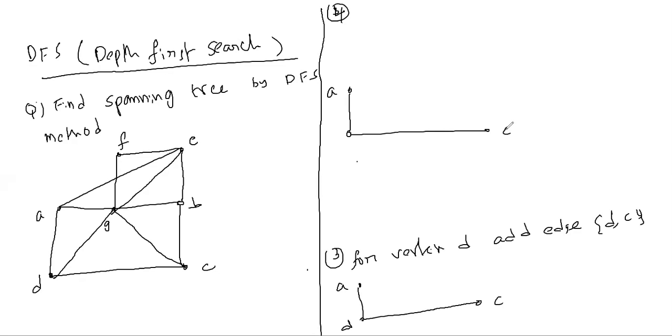Next, for C, what can you add? You can add edge B. In the next step, you add edge G. It should not form a cycle. Next, for G, you can add edge E. Next, for E, you can add edge F. Is it covered all the vertices? Yes, all the vertices are covered. Therefore, it is the required spanning tree.